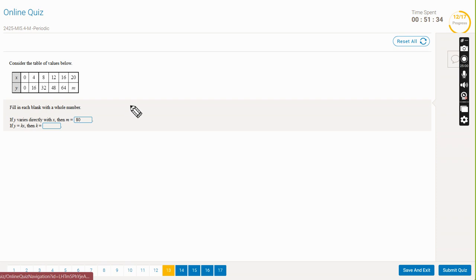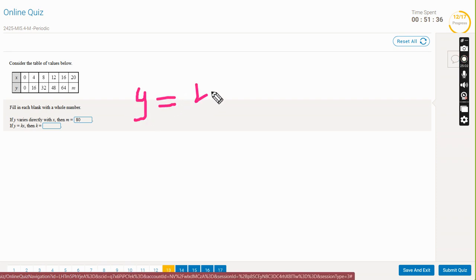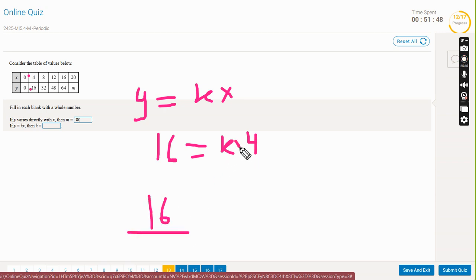So y is equal to kx. What do they want? The k. So you know y is 16. We'll just take these two values, and k is unknown and x is 4. So let's write 16. It's multiplication here. We'll bring it to the other side. It will become division. Divide, you get 4.